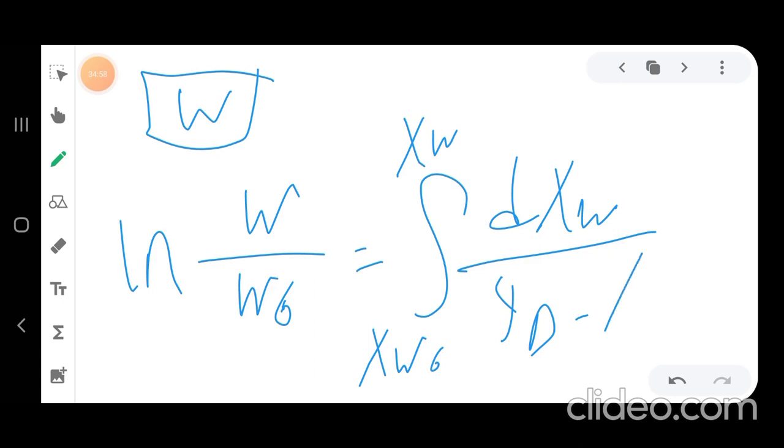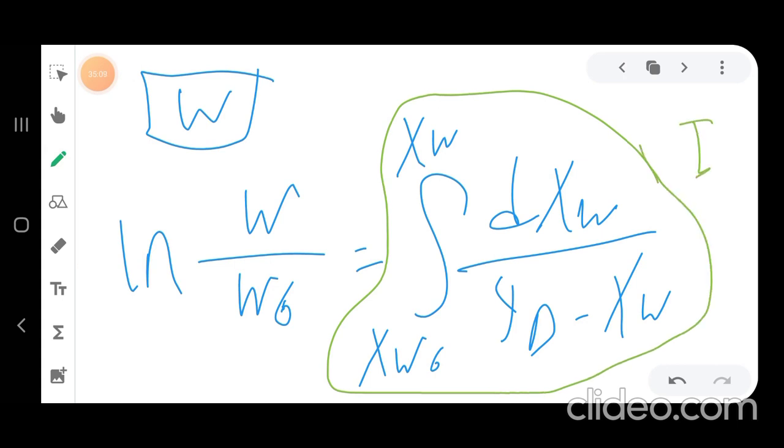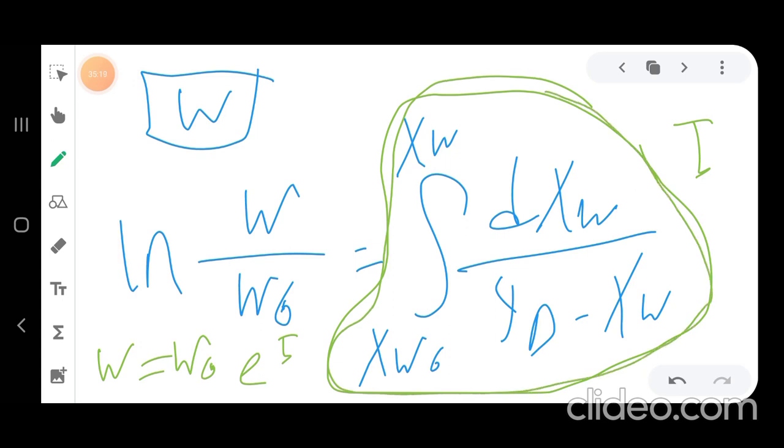Again, let us call this integral I. So W will be W naught e to the power I. The problem here is how to calculate this I. If we know this I, we can use this equation directly to get W, right? So this is again an integration. We are going to use numerical integration in order to integrate this.